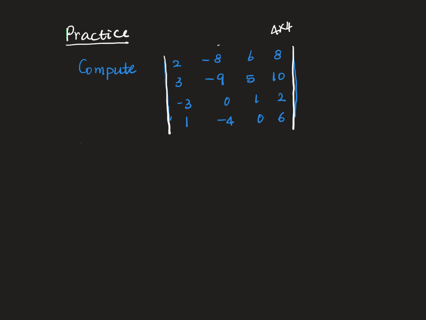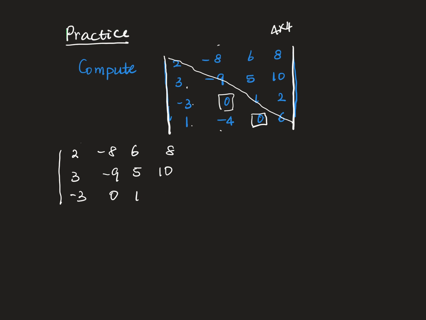So you're going to think about a couple of things. Here, I'm going to write here. This one is a diagonal entry. So below this diagonal, you have to make 0. But already here is a 0. Here is a 0. So you're going to make these 4 entries 0. We're going to do it right here, guys. Okay. Let's do this one. So we're going to say matrix 2, negative 8, 6, 8, 3, negative 9, 5, 10, negative 3, 0, 1, 2, 1, negative 4, 0, 6.